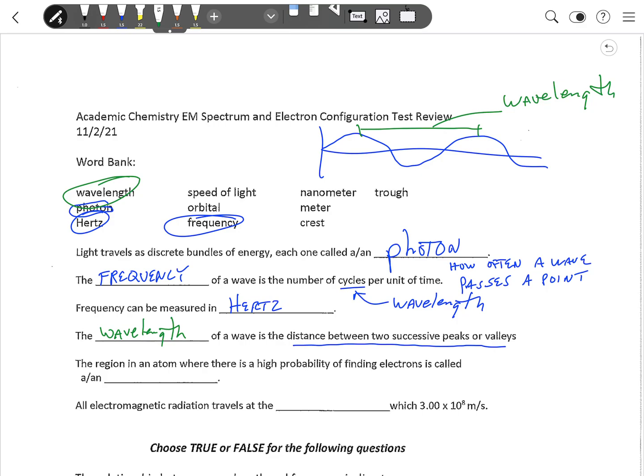The region in an atom where there's a high probability of finding electrons, those are called orbitals. And electromagnetic radiation like radio waves, gamma rays, light, AM and FM waves, all of them travel at the speed of light, which happens to be 3.00 times 10 to the 8th meters per second. Okay, so you're going to see this stuff on your test.